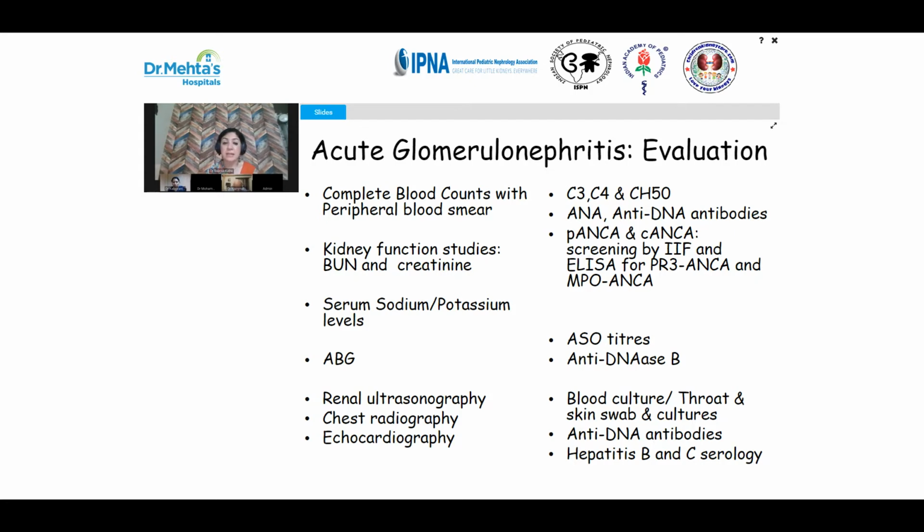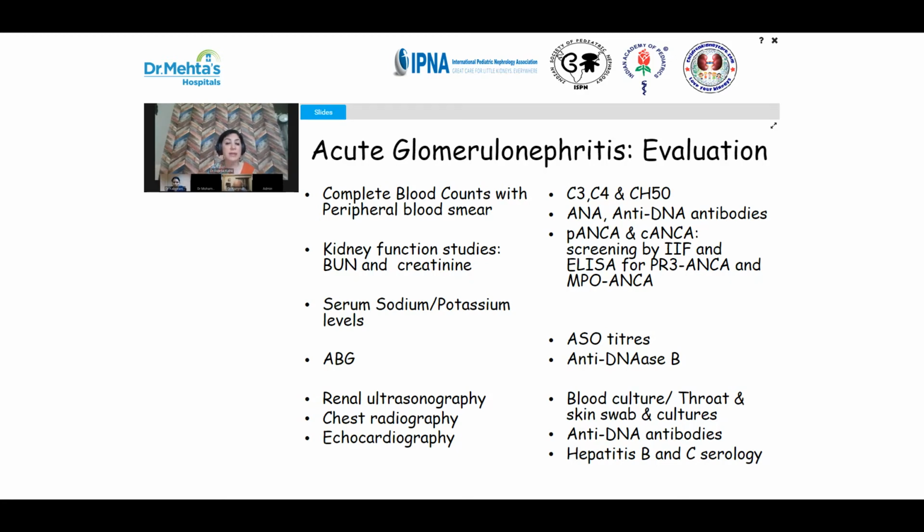P-ANCA and C-ANCA screening was earlier recommended strongly by immunofluorescence and later ELISA, but now with the availability of newer generation ELISAs, which are highly sensitive and specific for PR3 ANCA and myeloperoxidase ANCA, the immunofluorescence may not be required. However, P-ANCA and C-ANCA testing is required in children with glomerulonephritis.